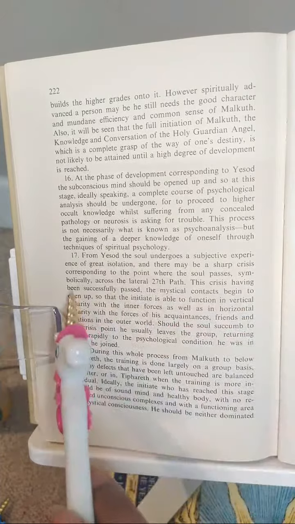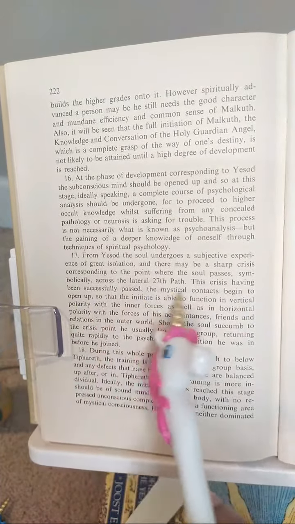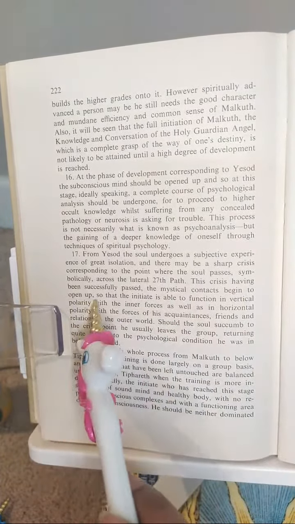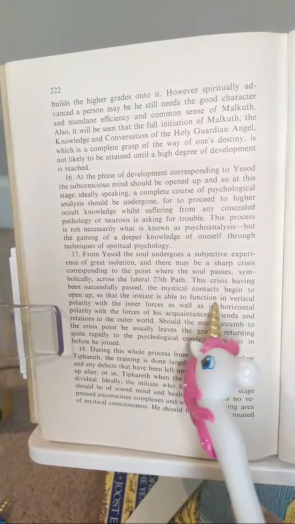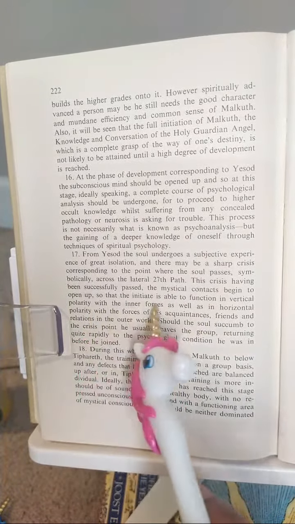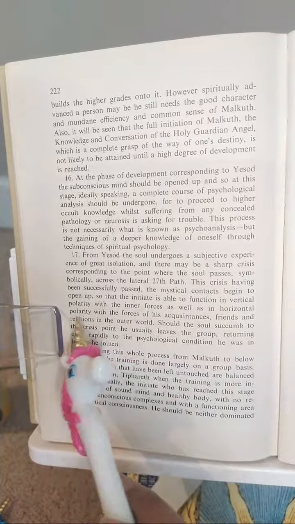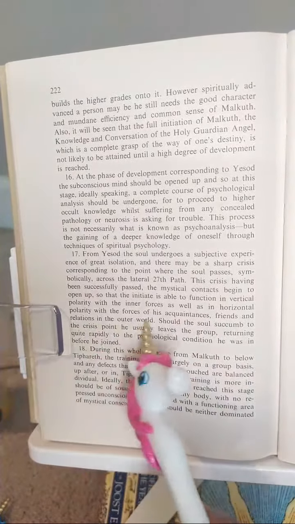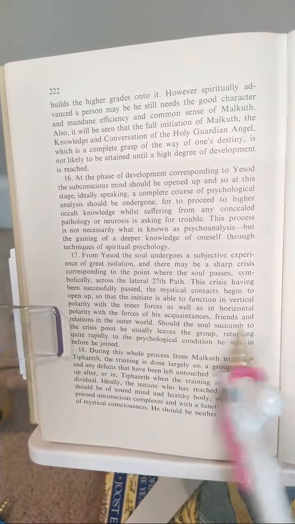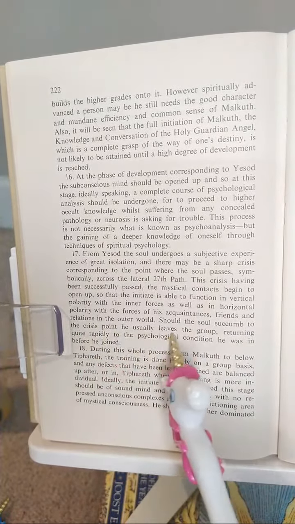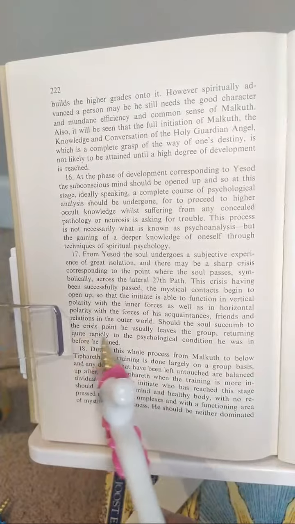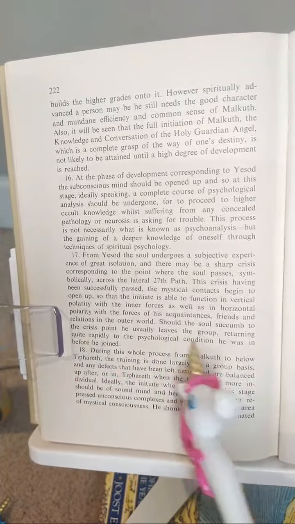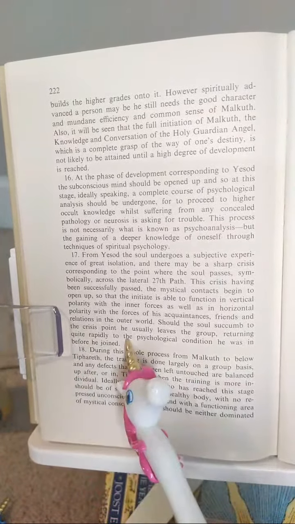This crisis having been successfully passed, the mystical contacts begin to open up, so that the initiate is able to function in vertical polarity with the inner forces as well as in horizontal polarity with the forces of his acquaintances, friends, and relations in the outer world. Should the soul succumb to the crisis point, he usually leaves the group, returning quite rapidly to the psychological condition he was in before he joined.